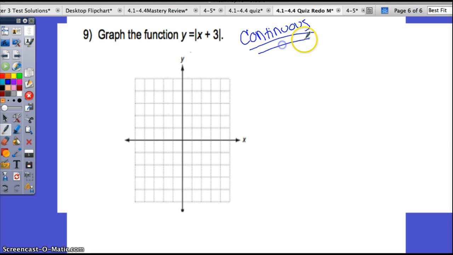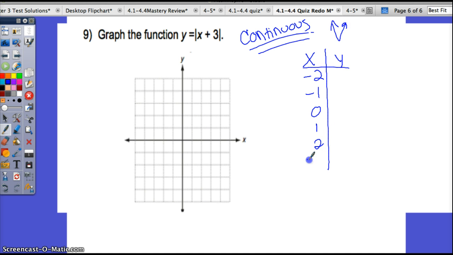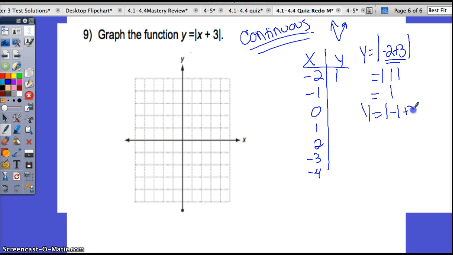And you can pick any x values you want. Now we normally pick negative 2, negative 1, 0, 1, and 2. But just so you can see the pattern that it should be a V, I'm going to pick negative 3 and negative 4 as well so that you see it. When you plug negative 2 in, y equals the absolute value of negative 2 plus 3. Negative 2 plus 3 is positive 1. The absolute value of positive 1 is 1. y equals the absolute value of negative 1 plus 3. Negative 1 plus 3 is positive 2. The absolute value of 2 is 2.